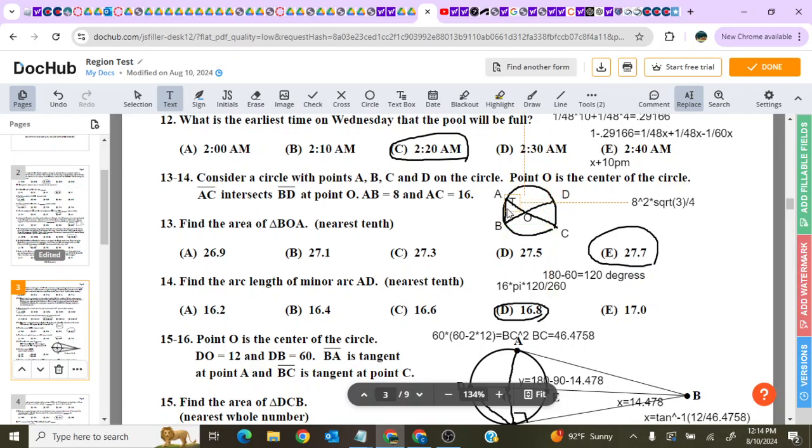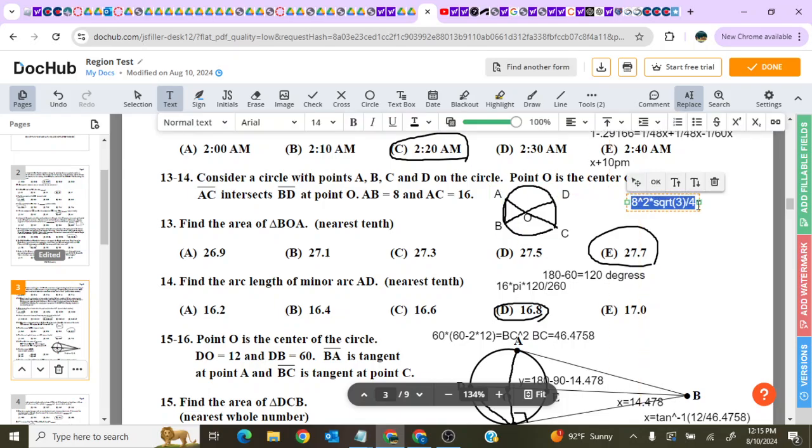So now that you know the diameter is 16, because you're given AC is 16, you can find out that the radius is 8. So AO is 8, BO is 8, and it's given that AB is 8. So that's an equilateral triangle. The equation for an equilateral triangle, side squared times square root of 3 over 4, gets you 27.7.